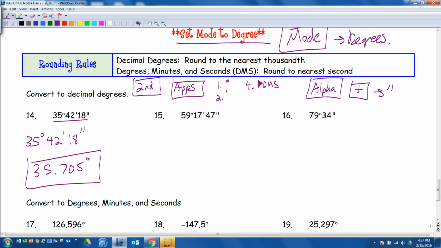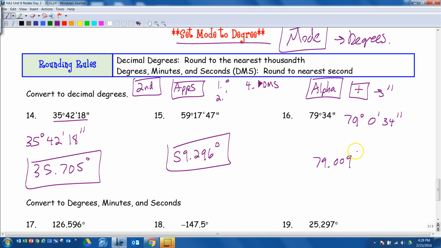Okay? So all these are calculator button pushers that you can try on your own. If you want to pause it here before I answer all the other ones. For example, this one right here is just 59.296 degrees. And then note this one. There's no minutes, but you can't enter it in the calculator without minutes, so you have to put 0 minutes. If you don't do that, it'll give you an error, and then you won't know what's going on. Okay, so the last one is 79.009 degrees.